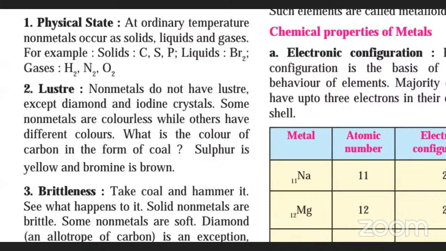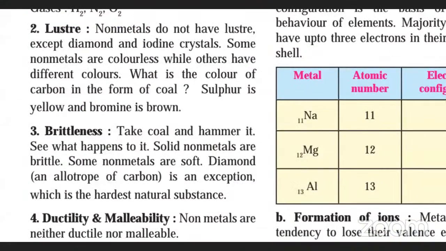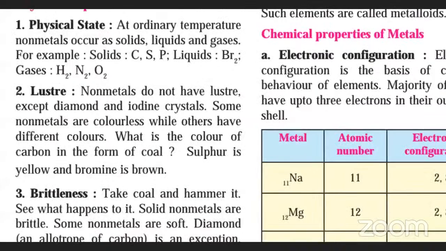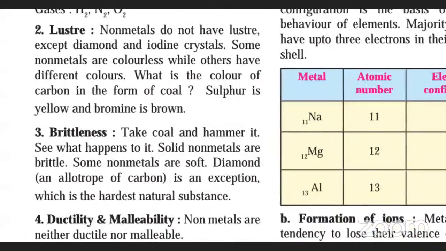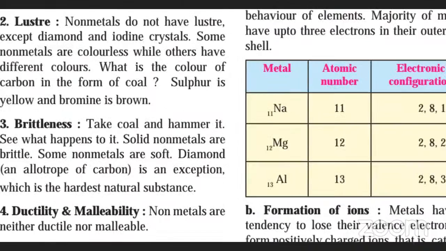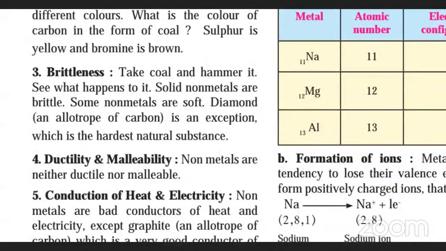So diamond is a non-metal which is having shine. Again, iodine is a non-metal which is having shine. Okay, so there are some non-metals which are having shine, but most of the non-metals are like they do not have any shine. Some non-metals are colorless while other are different colors. So this depends upon so many things, whatever it will be colored or not colored. Next is brittleness.